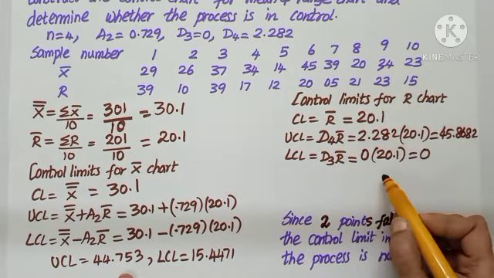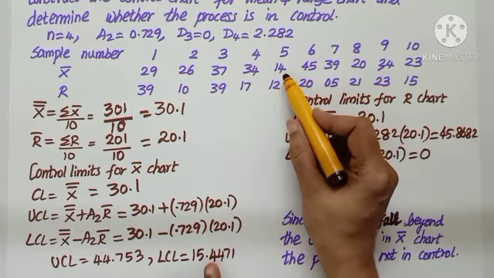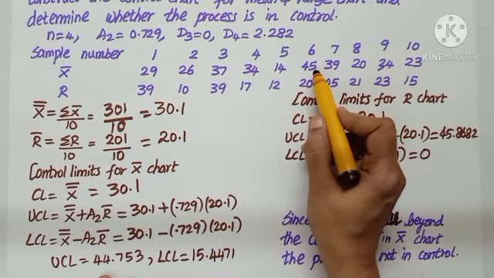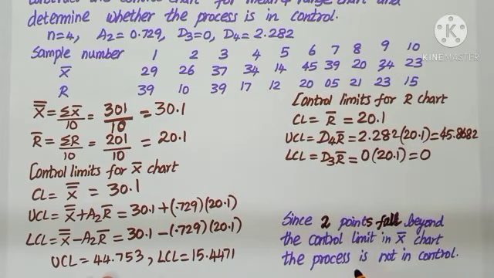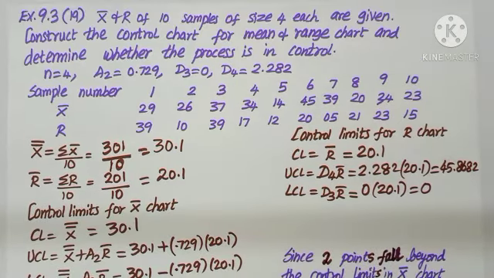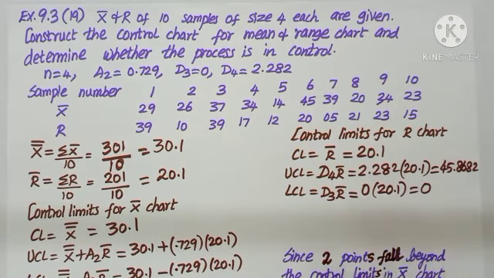In our R chart it is not a problem, but in X bar chart one value is below 15.4 and one value is above 44.75. Therefore, we will conclude, since 2 points fall beyond the control limit in X bar chart, the process is not in control. The question is to construct the control chart. So we need to draw X bar chart and R chart in the graph.